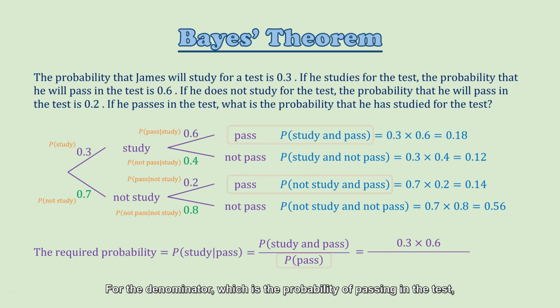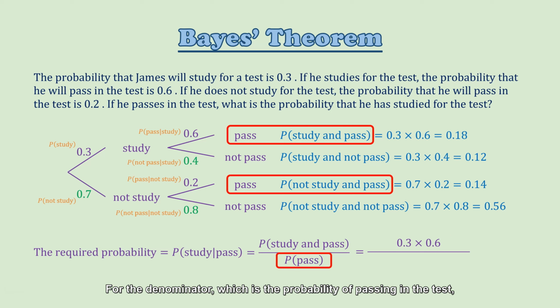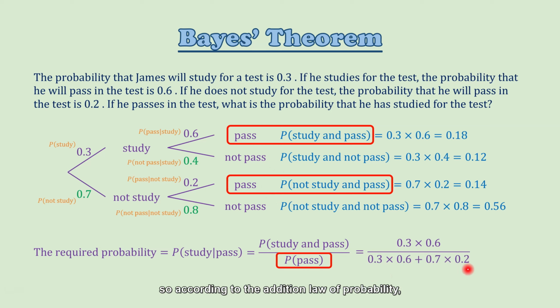For the denominator, which is the probability of passing in the test, this event should be the result of one of these two branches. So according to the addition law of probability, we should add up the probabilities of these two cases like this. As a result, the required probability is equal to 0.5625.